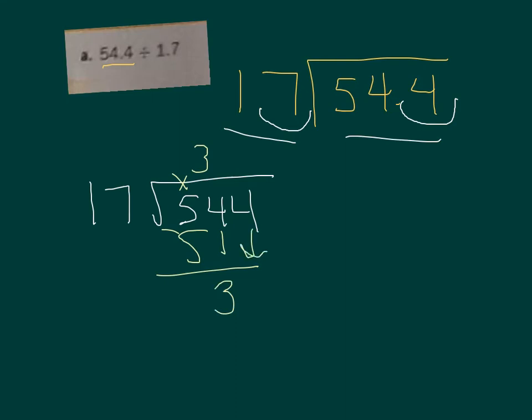Next step, bring down that other 4. 17 goes into 34 exactly 2 times. So 2 times 17 is 34. I'm left with a 0, so I know I can stop, leaving my answer as 32.